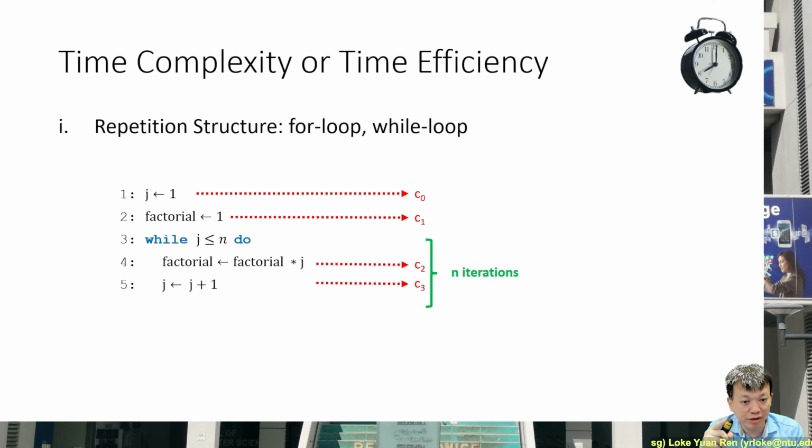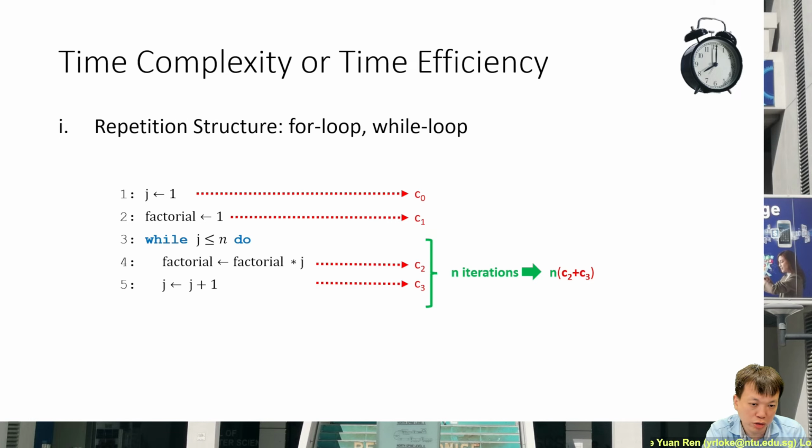If my n increases 10 times, my problem size increases 10 times, this particular algorithm will increase roughly 10 times. Plus that C0 and C1 is nothing. It's negligible. If your n increases 100 times, 1000 times, C0 and C1 is a very small amount of time compared to the while loop part.